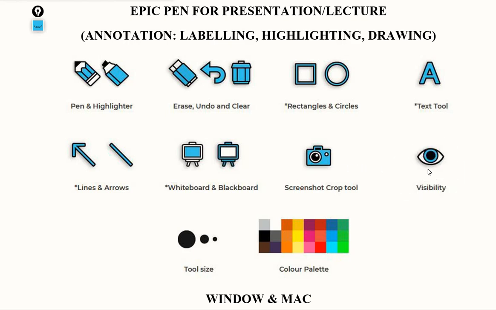The visibility option is also there. It means that we can close it or open it. Just like I click it, then it becomes visible, and if I click it again, it becomes invisible. Also, we have tool size, which changes the thickness of the pen that we are using, and we have a color palette as well.